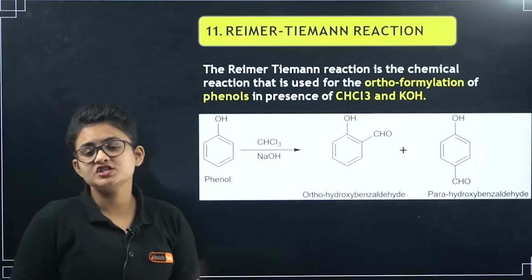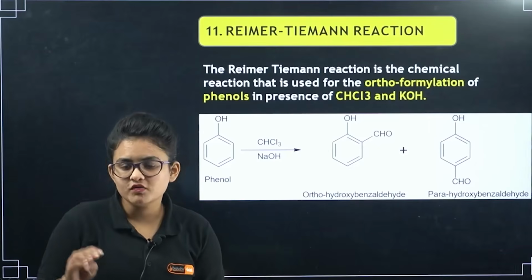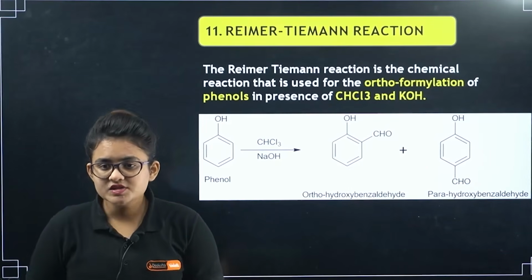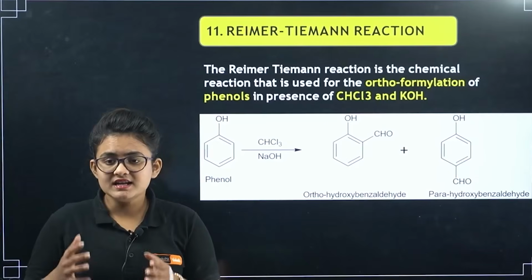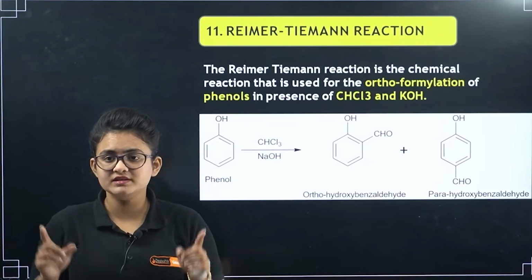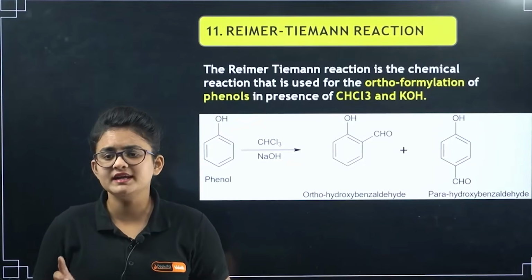So Reimer-Tiemann reaction, you definitely have to start with the phenol, and with phenol you have to give chloroform and NaOH, right? As a result of this, the most important thing is that ortho-hydroxybenzaldehyde is one of the major products that you will get out of Reimer-Tiemann. Definitely the para substituent you will also get.